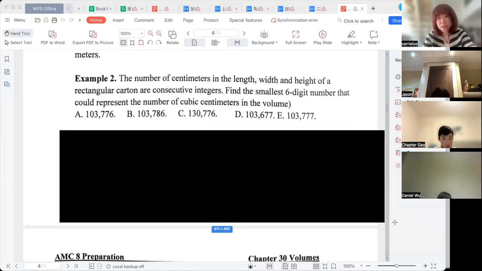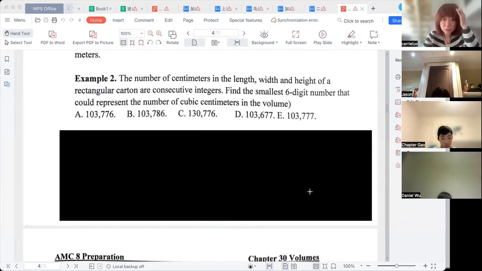我应该把这个答案先弄掉。The numbers of centimeters in the length, width, and height of the rectangular carton are consecutive integers. What does it mean? That means they're continuous, right? So for instance, if it is 2, 3, 4, that's right. But if it is 2, 4, 6, that's not right. Find the smallest 6-digit number that could represent the number of cubic centimeters in the volume. How do we do this question?